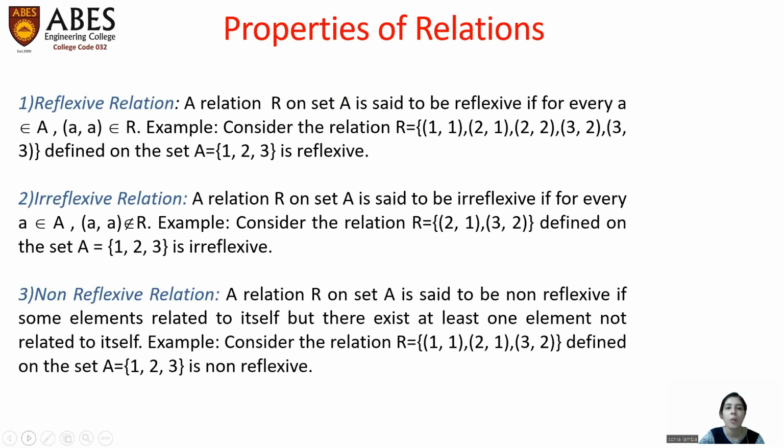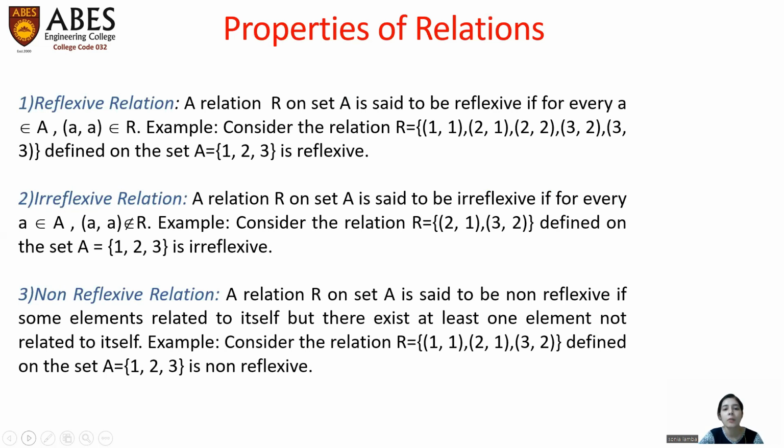We have different properties that can be defined on a relation. The first one is the reflexive property. A relation R, which is defined on the set A, is said to be a reflexive relation if and only if for every element a which belongs to the set A, the ordered pair (a, a) belongs to the relation R. So for every element of the set A, the element must be related to itself, then only the relation is said to be reflexive.